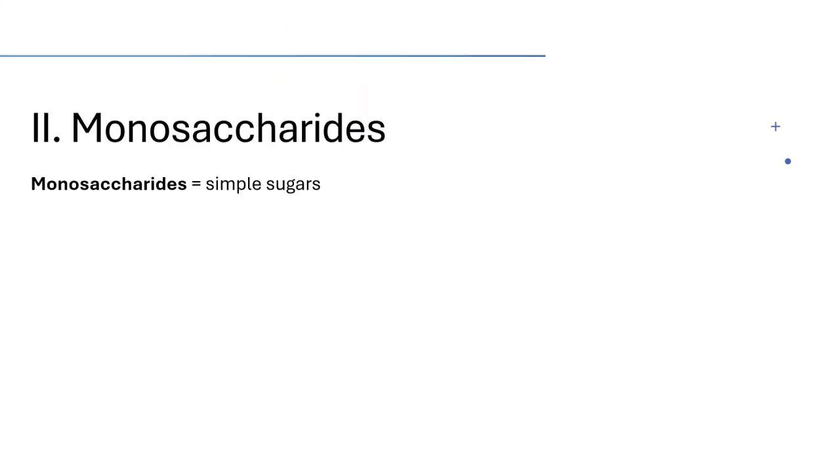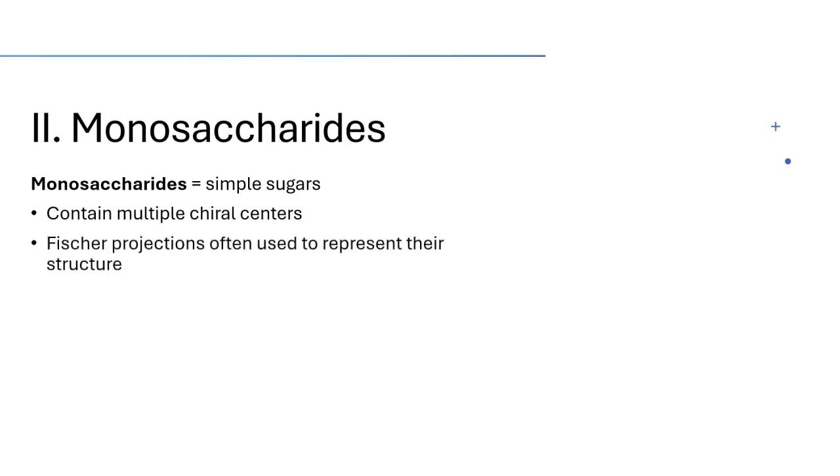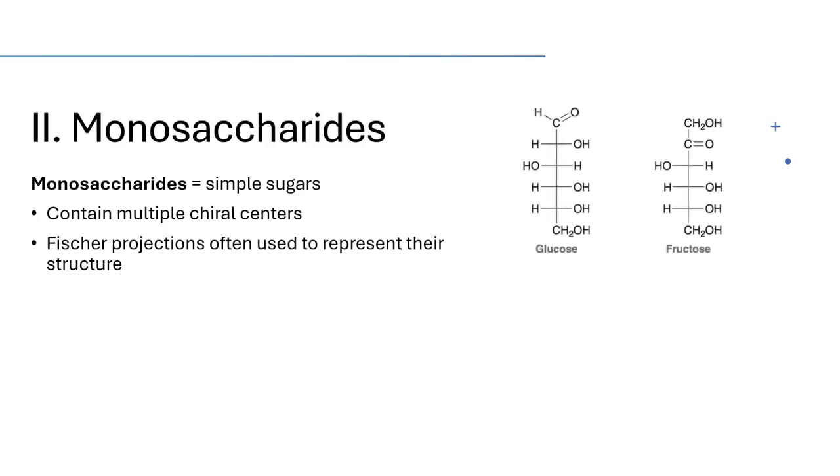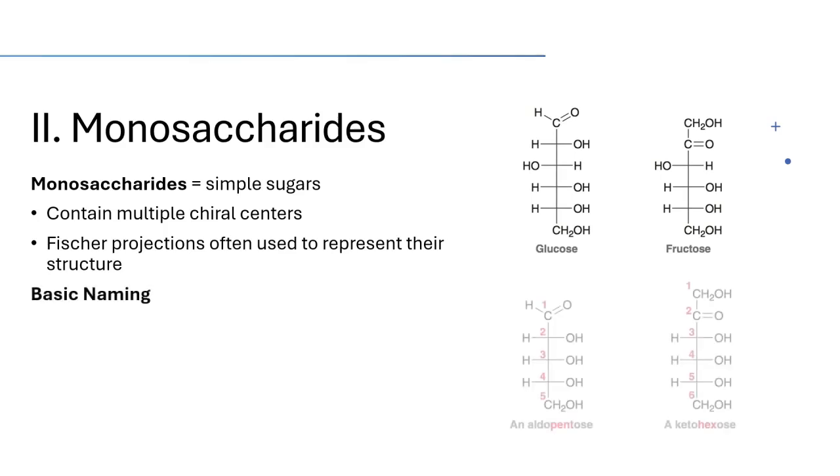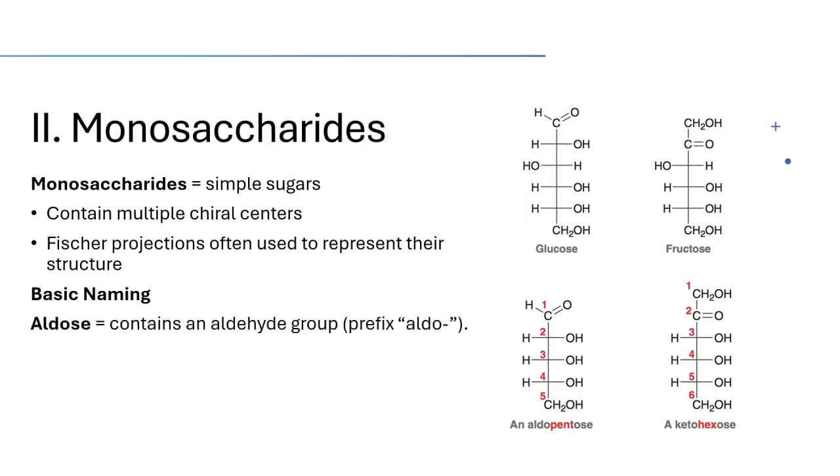2. Monosaccharides. Monosaccharides are simple sugars. They can contain multiple chiral centers. Fischer projections are often used to represent their structure. Here are two examples of monosaccharides, glucose and fructose. Basic naming. An aldopentose and a ketohexose example are shown here.